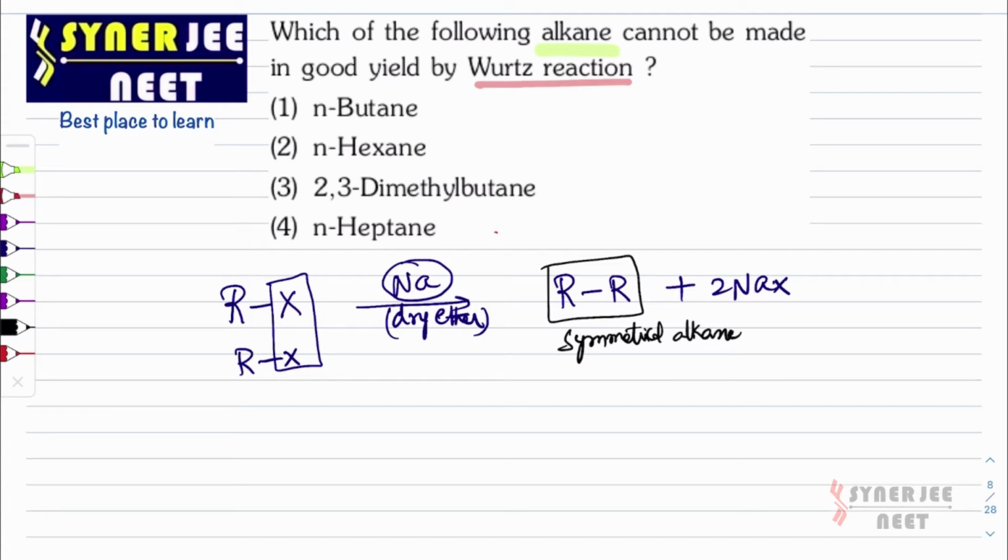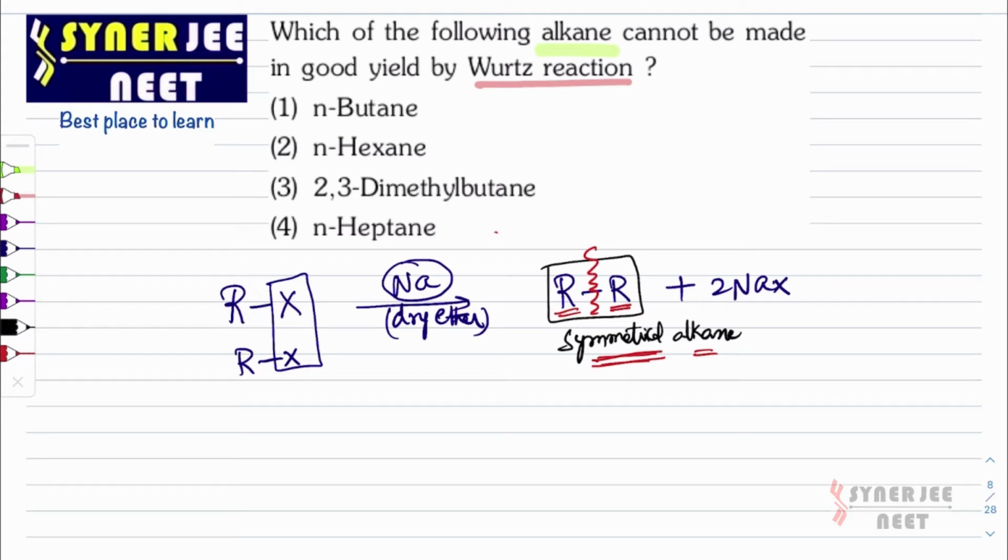Now, why are we calling it symmetrical? Because if you break along a bond, the left side and right side give the same kind of carbon groups. If you are getting similar carbon groups on the left and right side, that is called a symmetrical alkane. Now let's see the structures of all four compounds, all the options, and see which one is not a symmetrical alkane. That should be our answer.